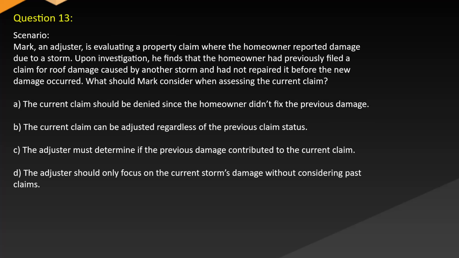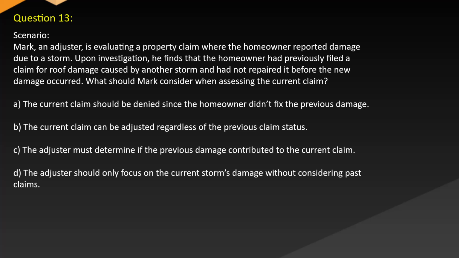Question 13. Scenario: Mark, an adjuster, is evaluating a property claim where the homeowner reported damage due to a storm. Upon investigation, he finds that the homeowner had previously filed a claim for roof damage caused by another storm and had not repaired it before the new damage occurred. What should Mark consider when assessing the current claim?